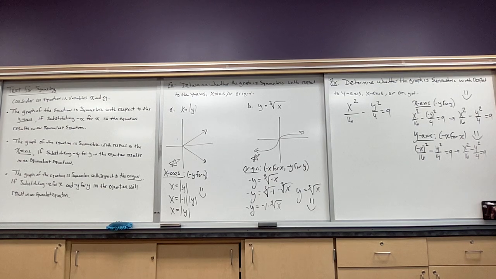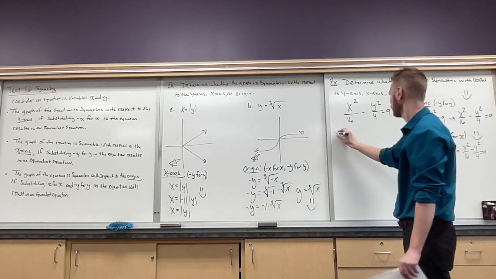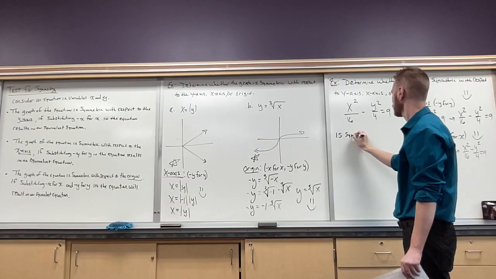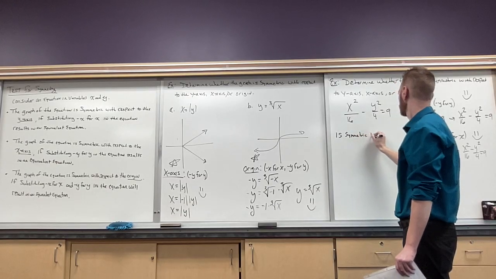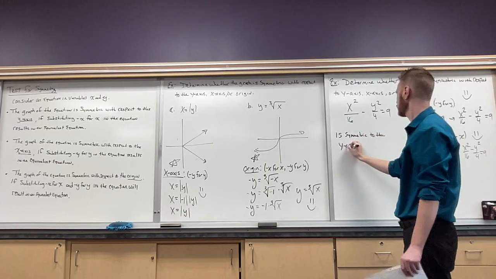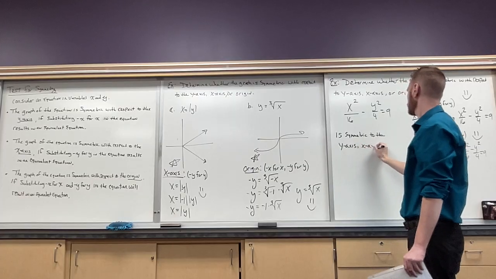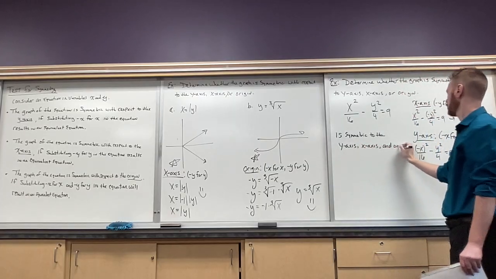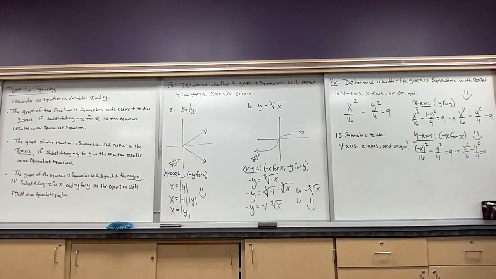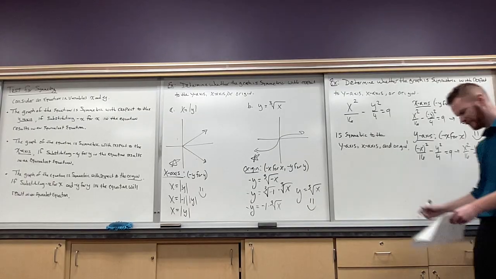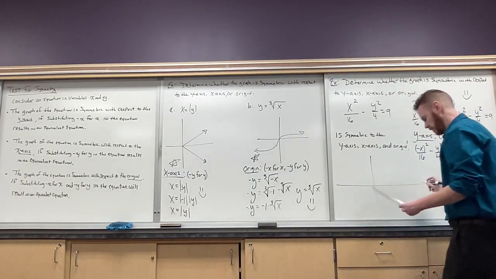But there's more. If both of these worked, would it also be origin symmetry? I'm not going to write that part down. I think we're okay if I plug both of those in. We saw it already. So this, in particular, is symmetric to the y-axis, x-axis, and origin. So what's it look like? What is this mysterious thing?